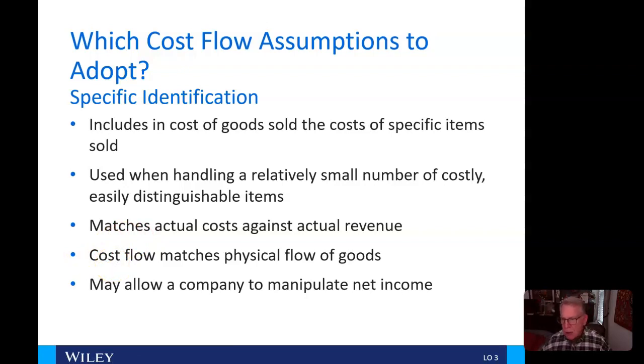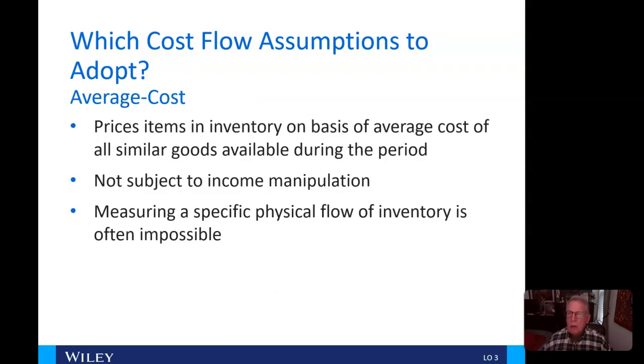And it could allow a company to manipulate net income. If it wanted to minimize net income, it would pretend, in my case, that I sold a more expensive diamond than I really did. Okay. So, average cost. Here, the prices in inventory are based on the average cost of all similar goods available during the period. It's not subject to income manipulation, and it measures the specific physical flow of inventory. Measuring that is often impossible.